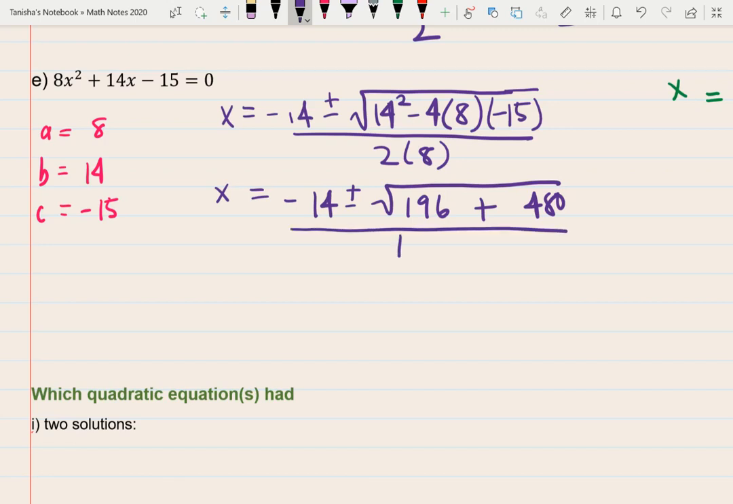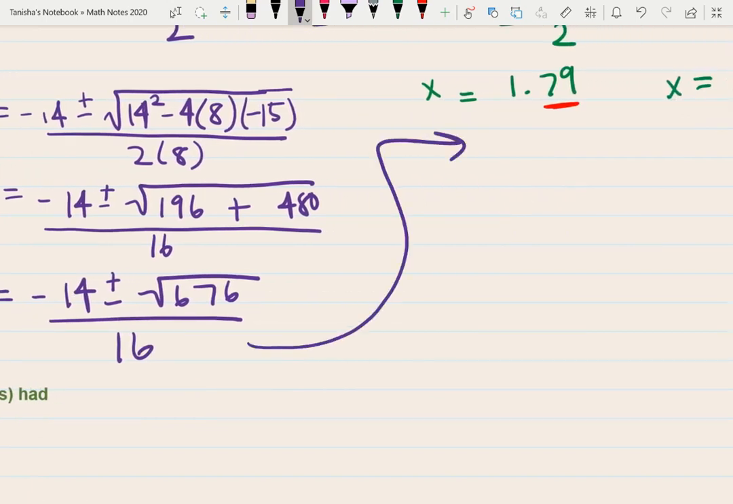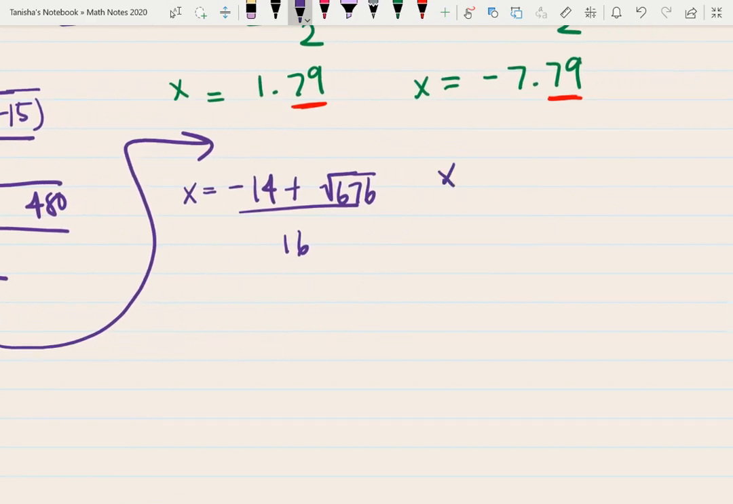All over 2 times 8, which is 16. So x is equal to negative 14 plus or minus the square root of 196 plus 480, which is 676, all divided by 16. Let's move over, give us more space. So our two solutions are x equals negative 14 plus the square root of 676, all divided by 16, and x equals negative 14 minus the square root of 676 all over 16.